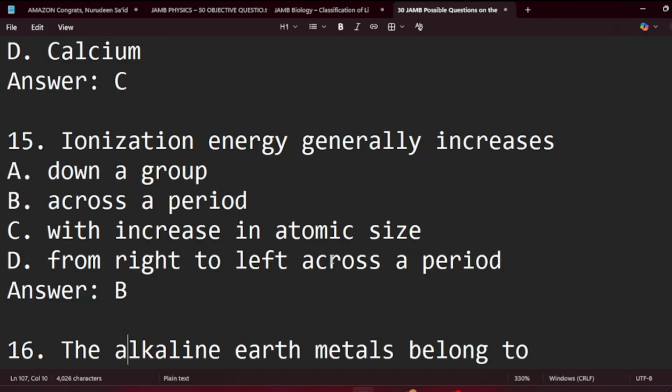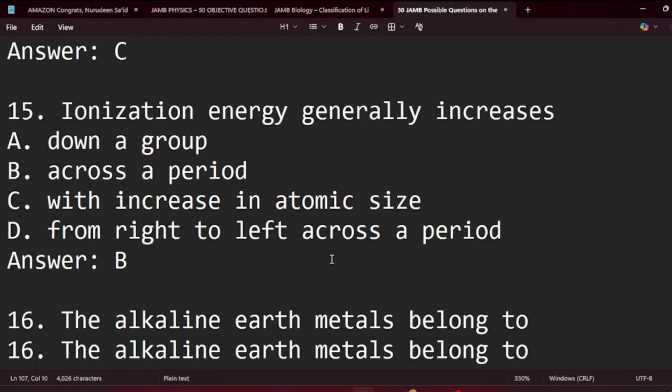Question number 15. Ionization energy generally increases A. down a group, B. across a period, C. with increase in atomic size, D. from right to left across a period. The answer is B, which is across a period.